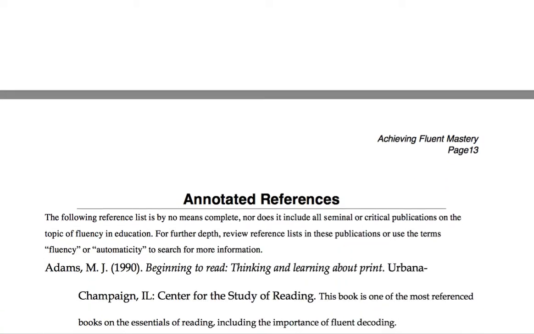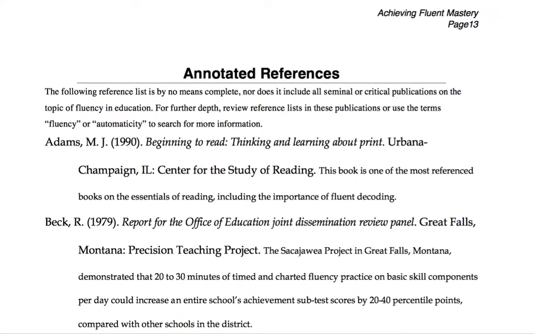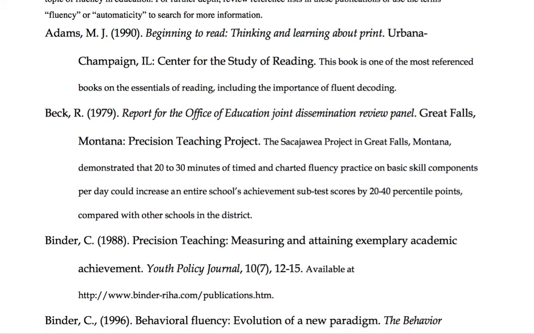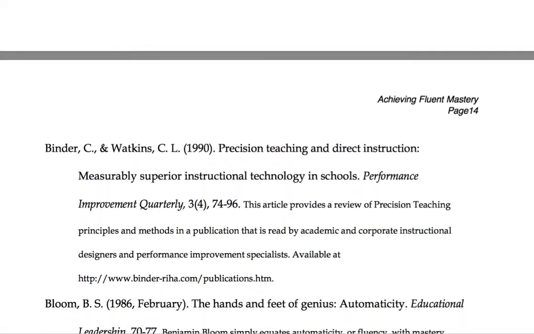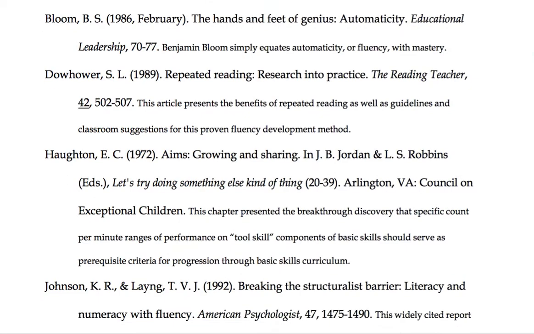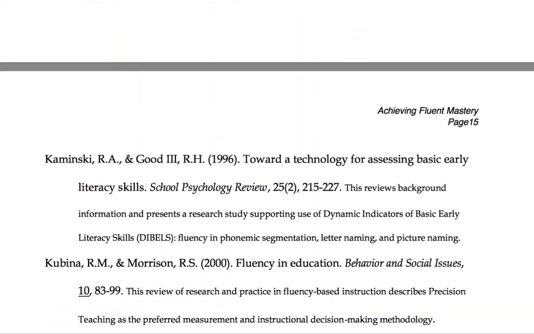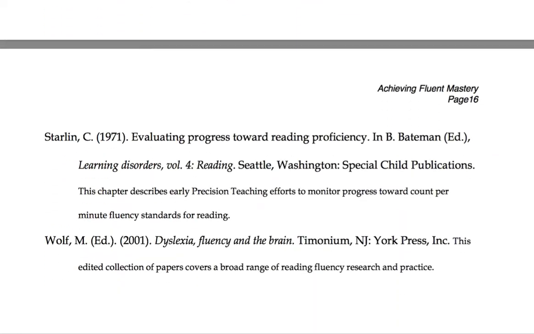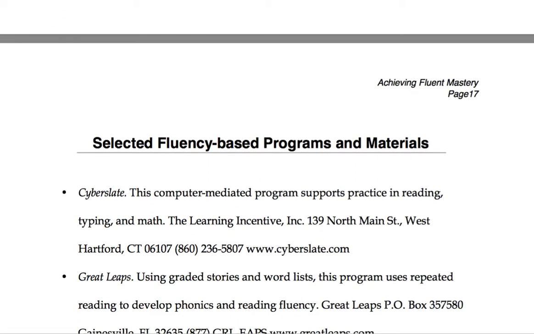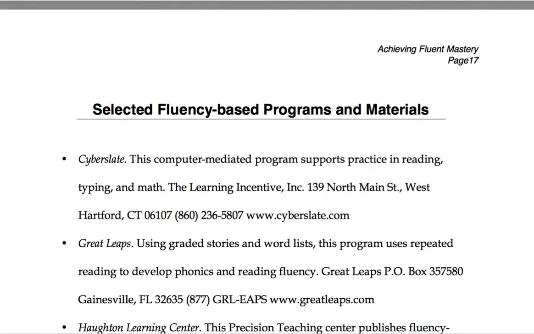Here is the bibliography at the end, and I'm going to go through this. I'm not going to read this. We're going to go through it quickly. I want to show you the very last reference at the end of this and explain why this is important. The chart that you saw, these are selected fluency-based programs materials.